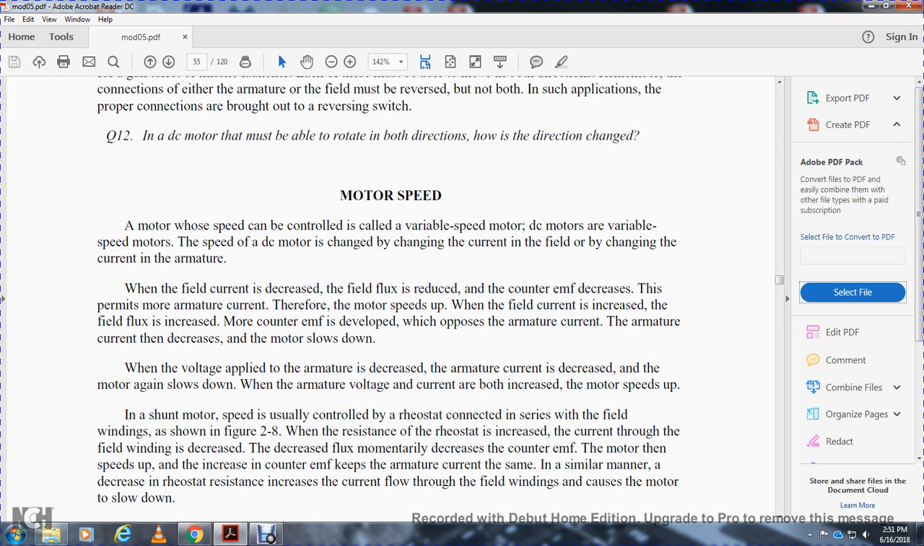When the field current is decreased, the field flux is reduced. The counter EMF decreases. This permits more armature current. Therefore, the motor speeds up. If the field current is increased, the field flux increases. The counter EMF developed, which opposes the armature current, increases, and the armature current decreases.